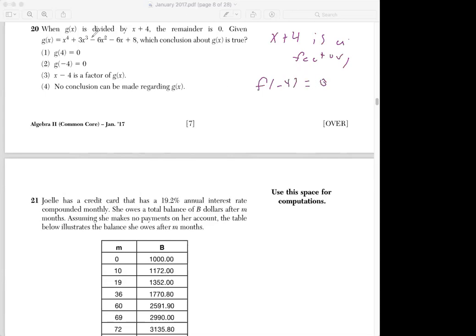So let's look. Given this is g of x, which conclusion can be made? G of 4 isn't 0. G of negative 4 is equal to 0. X minus 4 is a factor. No, x plus 4 is a factor. And no, we can make a conclusion. Our conclusion is 2. This is the remainder theorem.